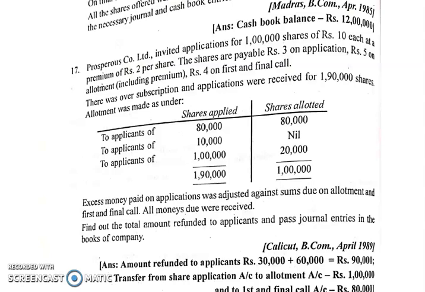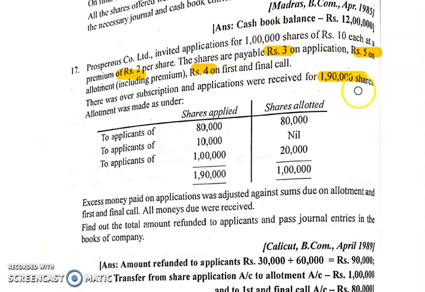Let us start with the 17 sum. Prosperous Company Limited invited applications for 1 lakh shares of 10 each at a premium of 2 rupees. So here it's with premium. Then the shares are payable at 3 rupees on application, 5 rupees on allotment, and 4 rupees on first and final call. There was oversubscription and applications were received for 1,90,000.